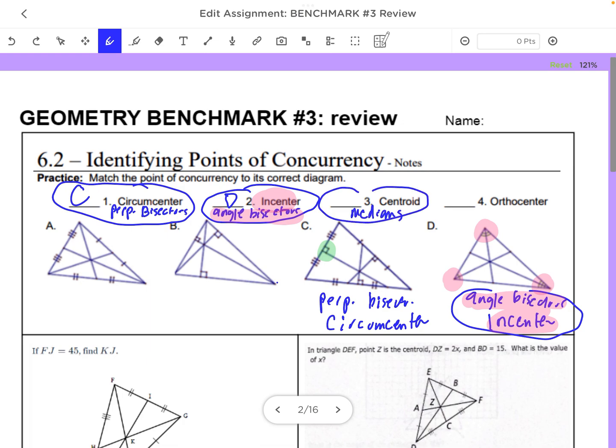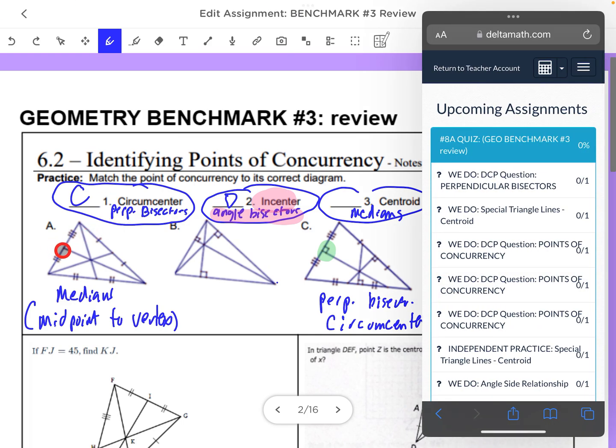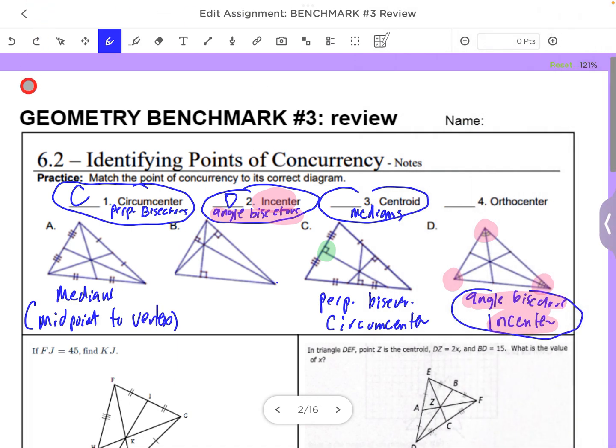Okay, so these right here are medians. And what are medians? Those are from the midpoint to the vertex. If you see right over here, these are from the midpoint, right? We know that's the middle because it's equal on each side. Middle to the vertex. Middle to the vertex. So medians are middle to the vertex, and that one is A.